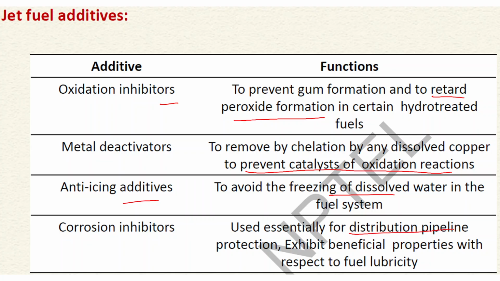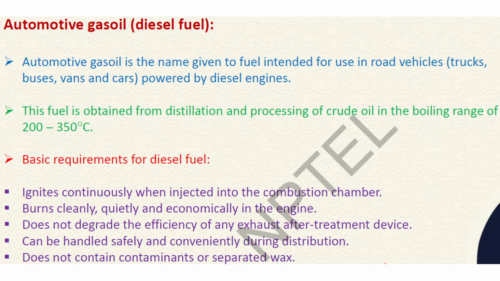Then corrosion inhibitors are used essentially for distribution pipeline protection and exhibit beneficial properties with respect to fuel lubricity. If there are some traces of metals or such impurities present, which may cause corrosion in the storage vessel or distribution pipeline, for that purpose, corrosion inhibitors are added into the jet fuel.